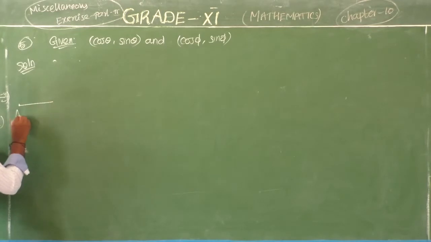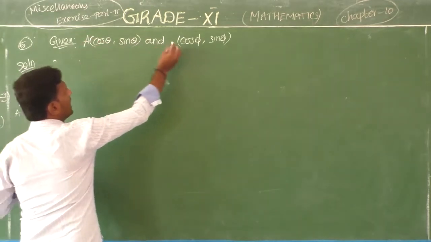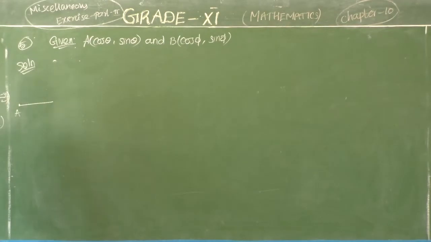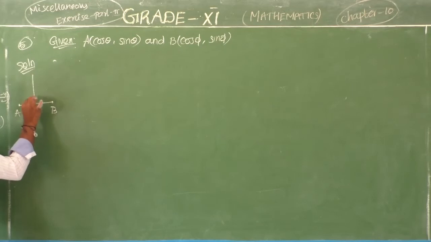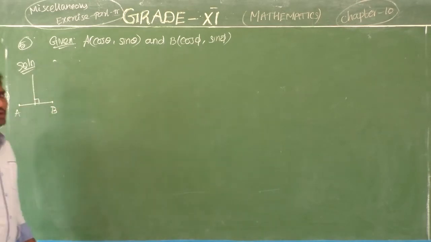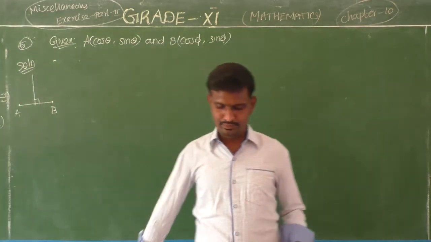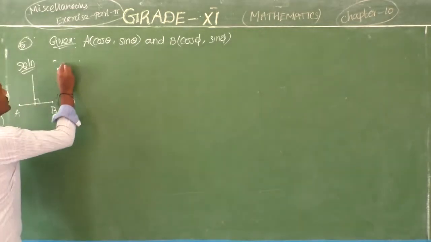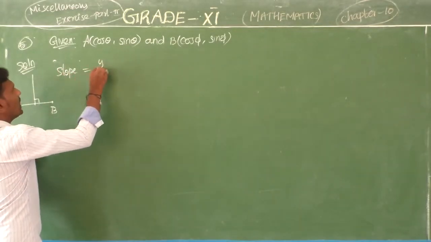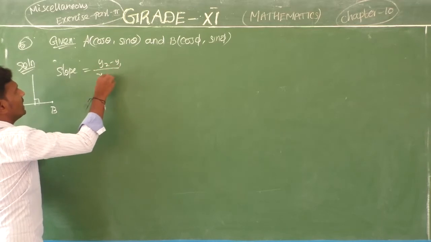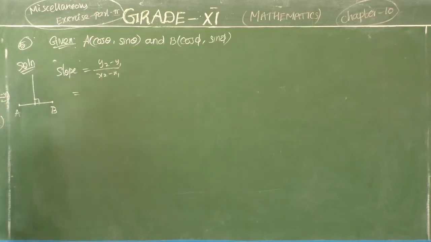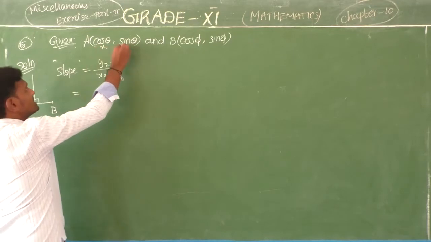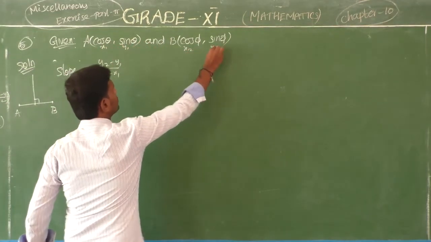So the first point is taken as A, and the second point is mentioned as B. From these 2 points, we need to take a perpendicular line. Draw that. First, I am going to find the slope. You know the formula: when 2 points are given, slope is equal to y2 minus y1 by x2 minus x1. So for that, consider x1, y1 and x2, y2.